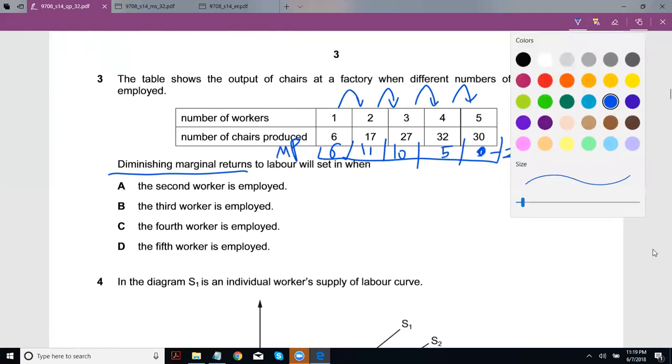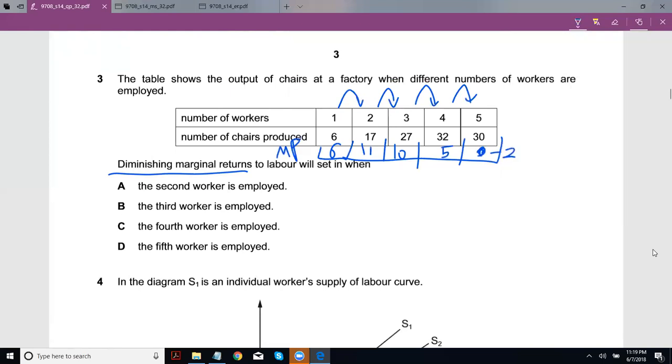So where can we say that's being set in here? If you went from 1 to 2, you're going from 6 to 11, so total product is increasing at an increasing rate. When you go from 2 to 3, on the other hand, marginal product falls from 11 to 10, so total product is increasing at a decreasing rate, and hence marginal returns diminish. I believe you can tick when the third worker is employed, because when you go from 2 to 3, that is where this happens, right?